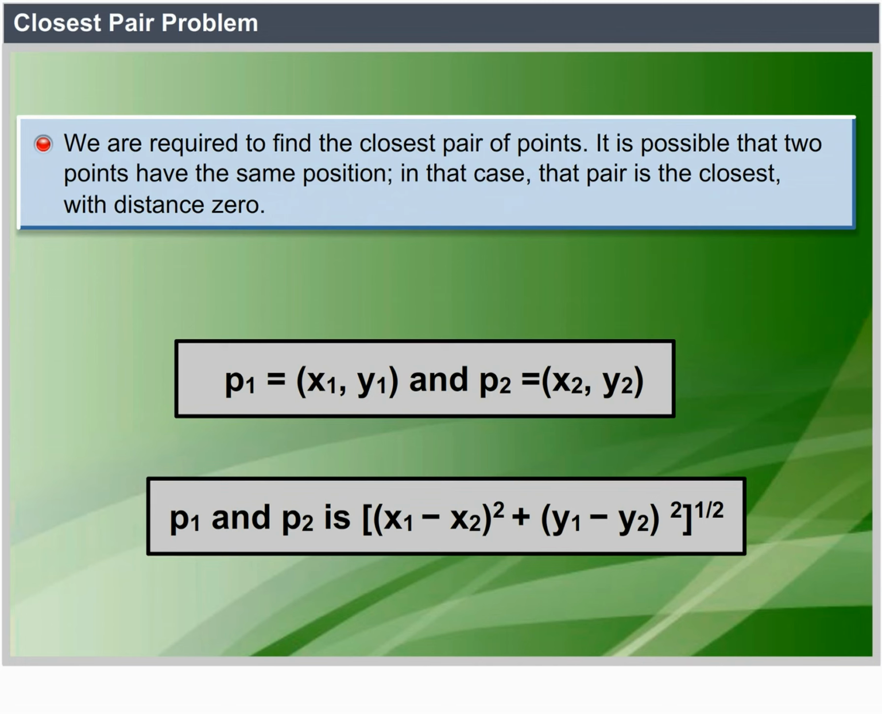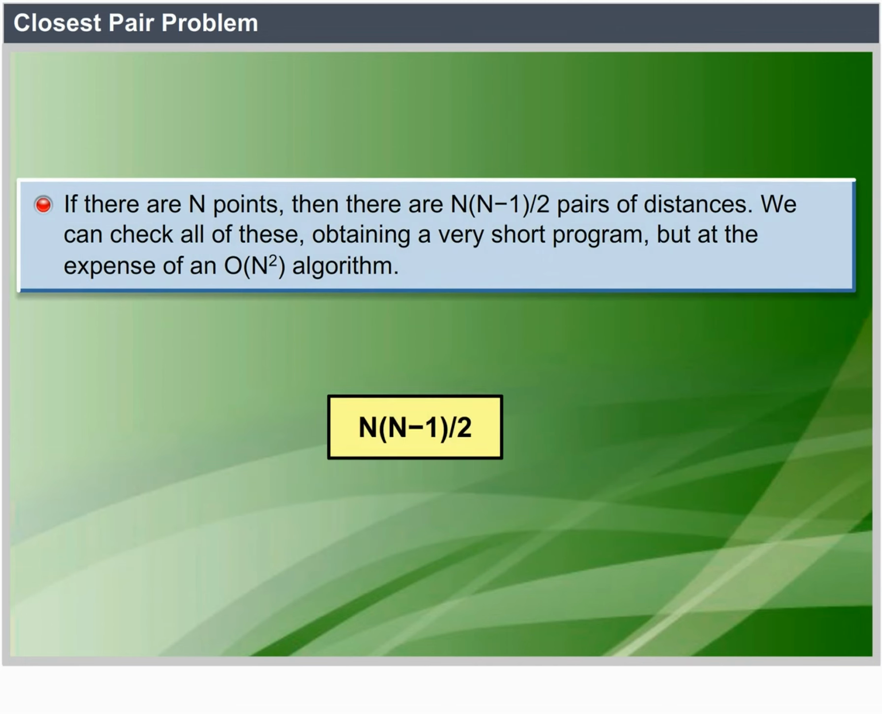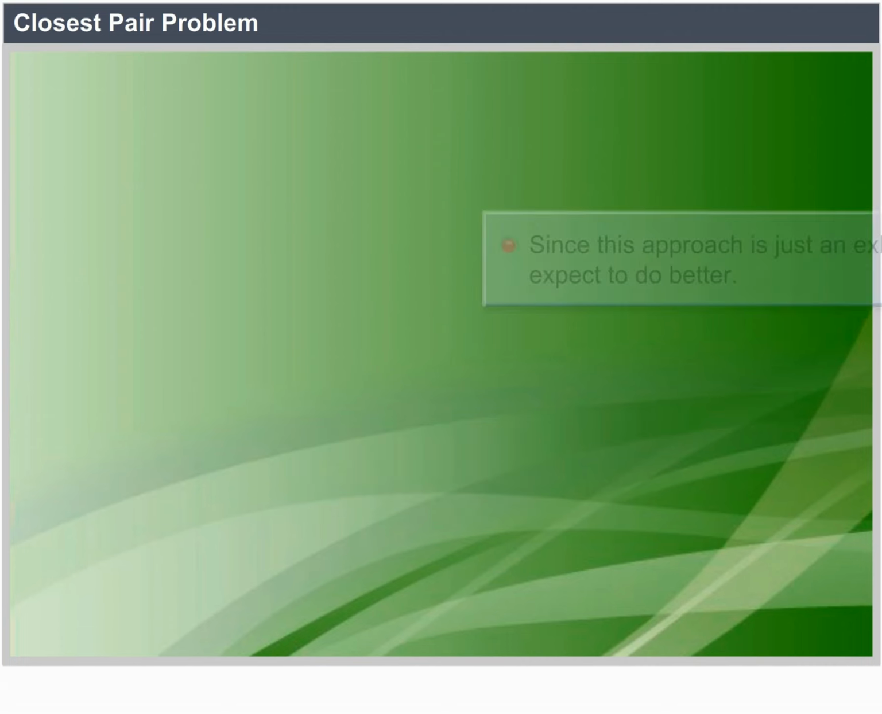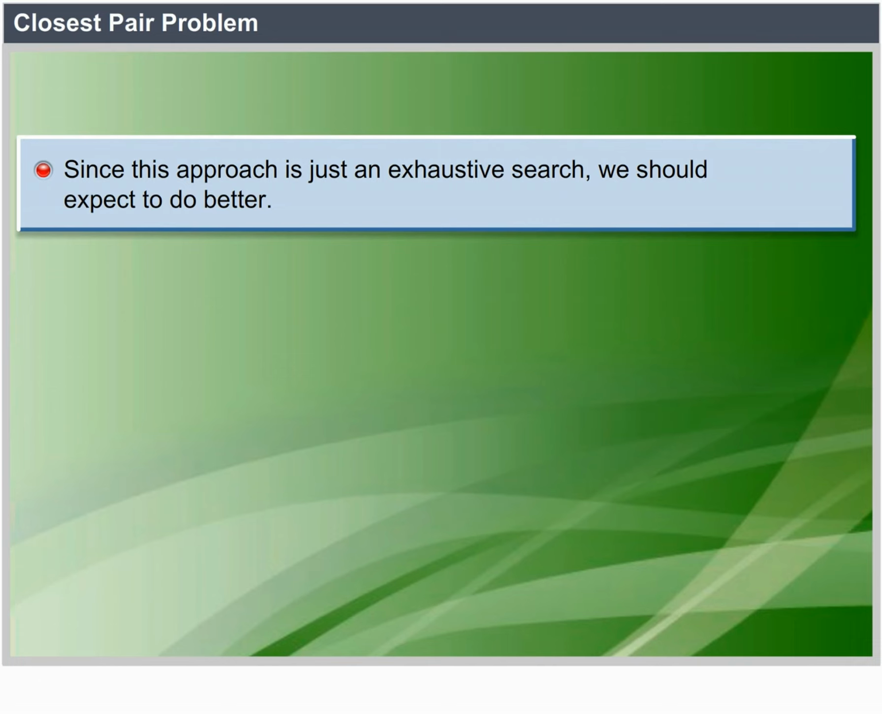If there are n points, then there are n(n-1)/2 pairs of distances. We can check all of these, obtaining a very short program, but at the expense of an O(n²) algorithm. Since this approach is just an exhaustive search, we should expect to do better.